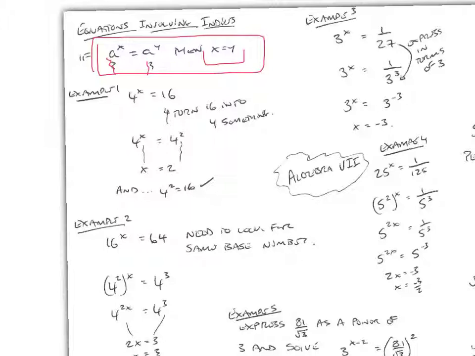So 4 to the x is equal to 16. Now to employ this law, I have to turn this into the same base, turn it into a 4. So 16 is 4 squared. So now I have 4 to the x equals 4 to the 2. My 4s are the same, so this x must be equal to this y, x is equal to 2. And in fact, yes it is. 4 squared is 16.